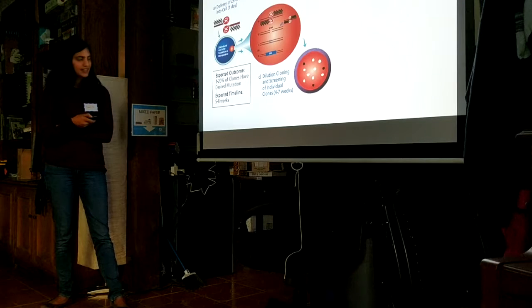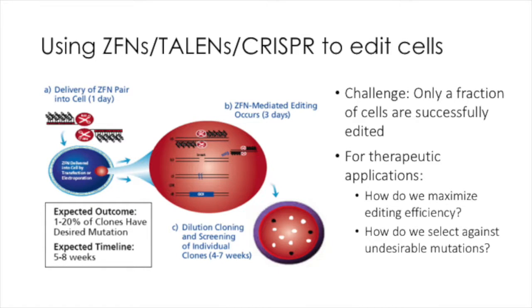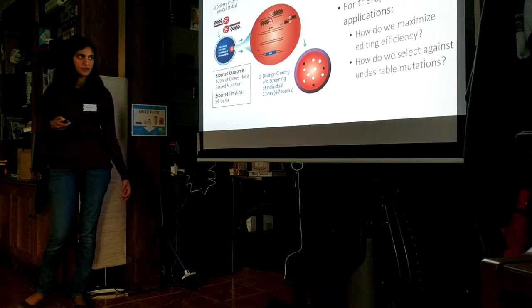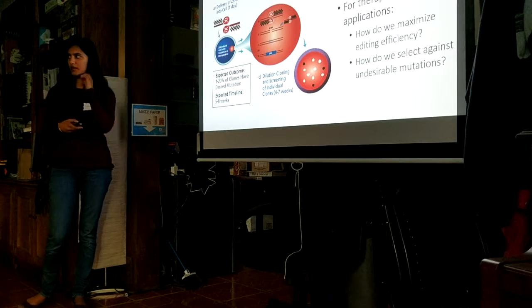So the limitation, again from this, it said 1 to 20% of clones have the desired mutation, which is much lower than you'd hope. And papers I read more recently sort of got that number a bit higher, but still ultimately only a fraction of the cells are successfully edited. And for therapeutic applications, that's not great. So the questions are, how do we maximize editing efficiency, and how do we select against other undesirable mutations that we didn't want from that breakage and repair process.